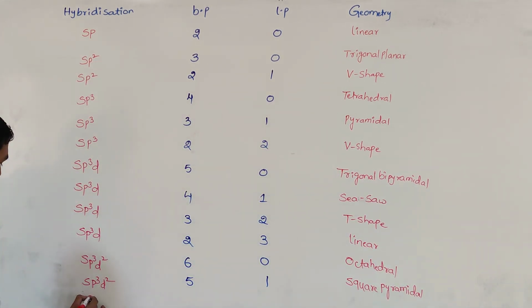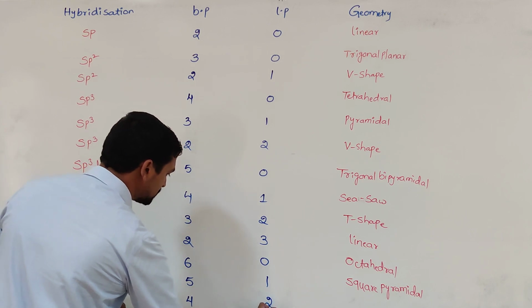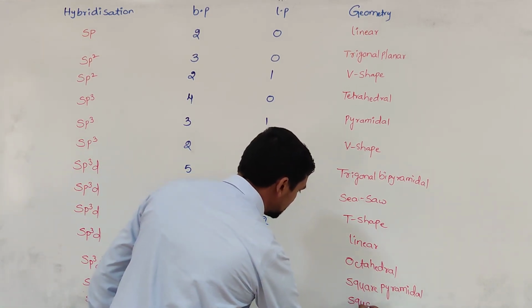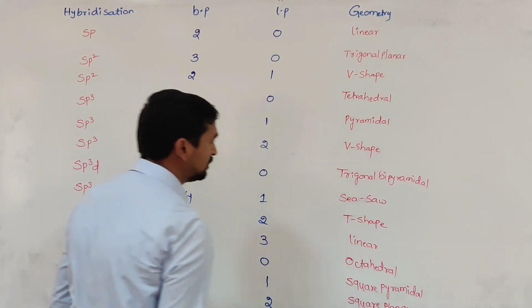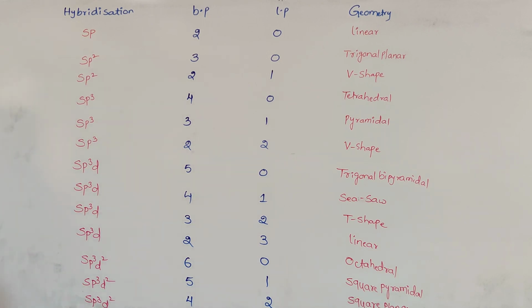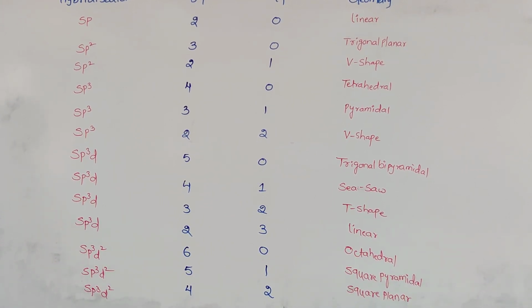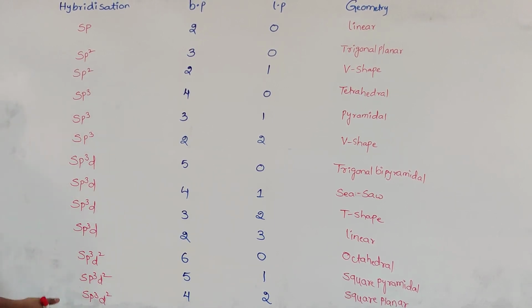In sp3d2 hybridization, 4 bond pairs and 2 lone pairs are present. The geometry of the molecule is square planar. So these are the geometries and hybridizations based on the bond pairs and lone pairs of electrons. In addition, sp3d3 hybridization is also there; try to remember it too, but in your syllabus, sp3d2 is still the last hybridization.